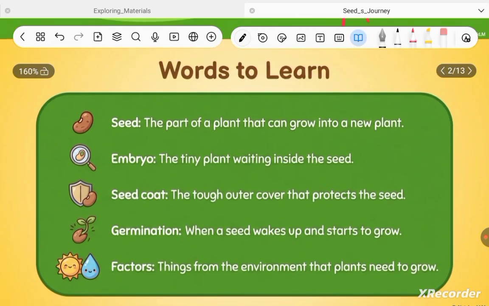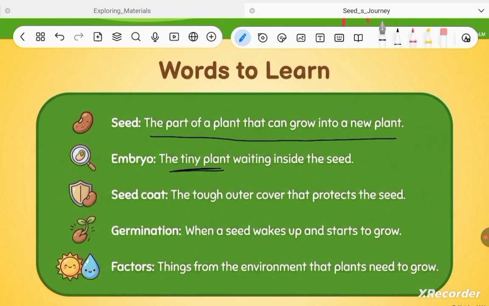So, what are the words we need to learn to be able to understand this topic? We need to understand what a seed is, and we talked about what a seed is. A seed is the part of a plant that can grow into a new plant. Then we have the embryo. The embryo is the tiny plant inside the seed. We'll talk about that. Then we have the seed coat, which is a tough outer cover. Germination. Germination is the process by which a seed turns into a seedling, not into a plant.